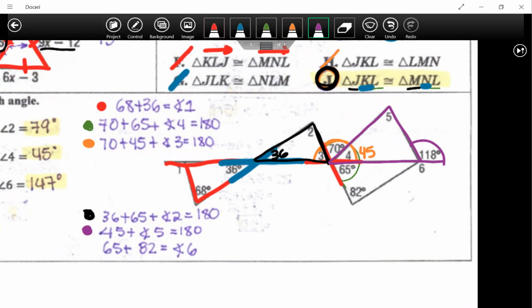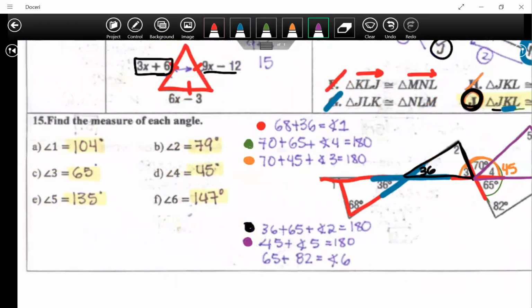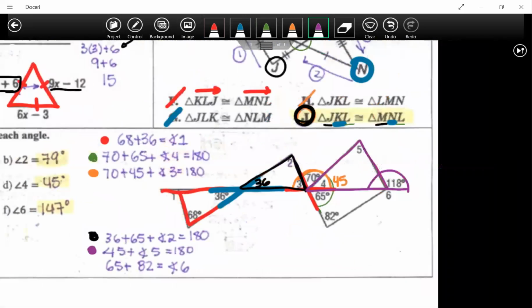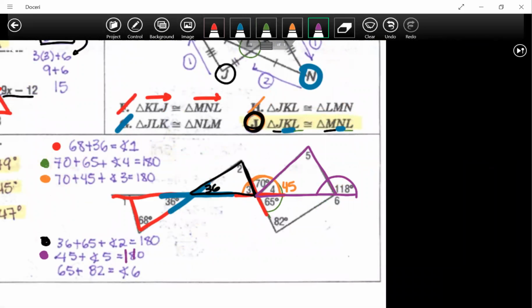Supplementary with which pair? This angle right here? Yeah, you could have done that and then solved it out the same way. What's 118 minus 45? Can someone have a calculator out there? I think angle 5 is wrong. What is it? 73. Yeah, it should have been 118. That should have been 118. No, it just changes angle 5.